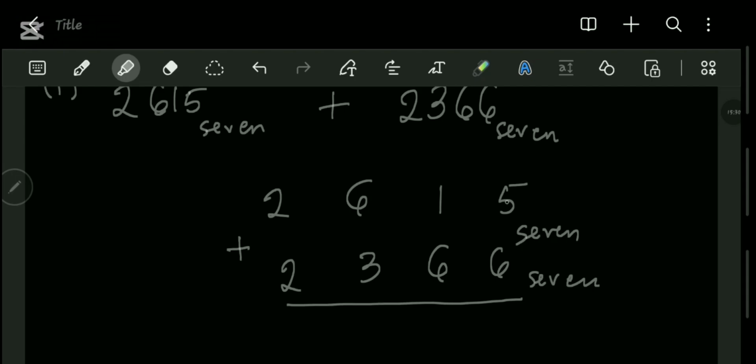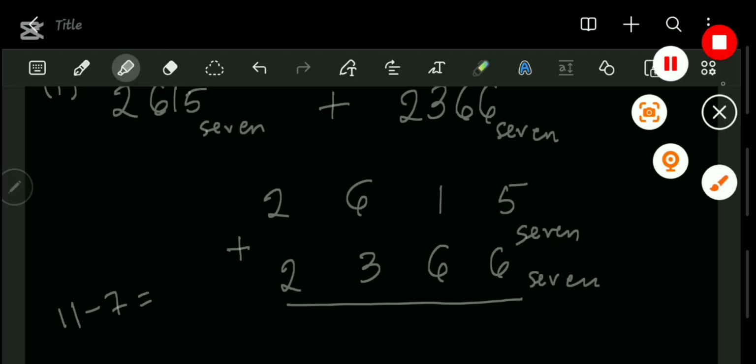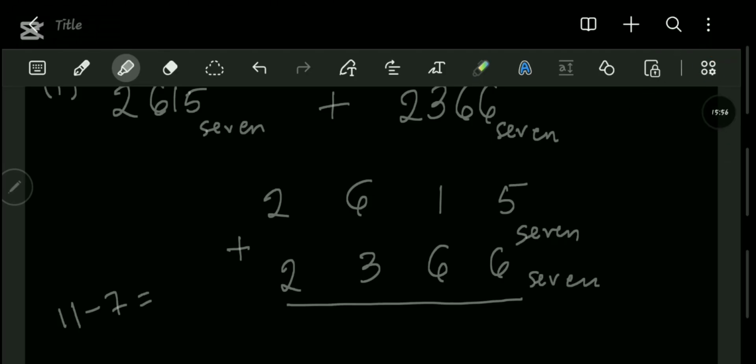So when you add 5 plus 6, that's 11. And we know that 11 cannot be written here. So we cannot say 1 carry 1, just like the numbers in base 10, right? So 5 plus 6 is 11. Write it somewhere and then subtract 7 from it. When you subtract 7, that's 4, right? So you can write your 4 here. And then how many times did you have to subtract 7 from it? It's once. So you are carrying 1 over.